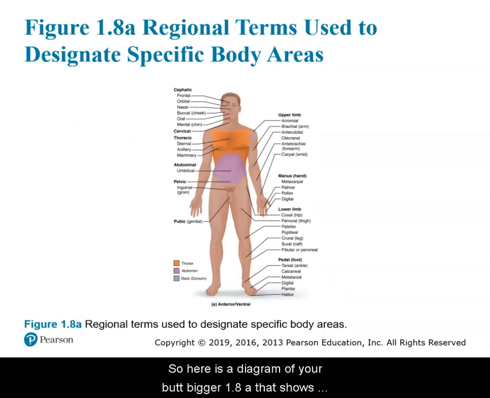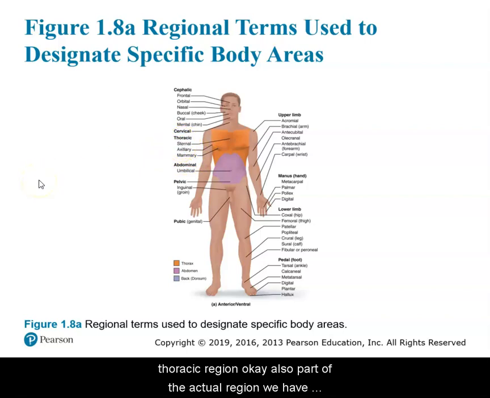Here is a diagram in your book, figure 1.8a, that shows you the regional terms used to designate specific body areas. As you can see, under the cephalic region, we have frontal, orbital, nasal, buccal, oral, and mental. All of these are within the cephalic region. We have the neck region, also known as the cervical region. And then we have the thoracic region, which is our chest. That includes the sternal, the axillary, and the mammary areas within the thoracic region.